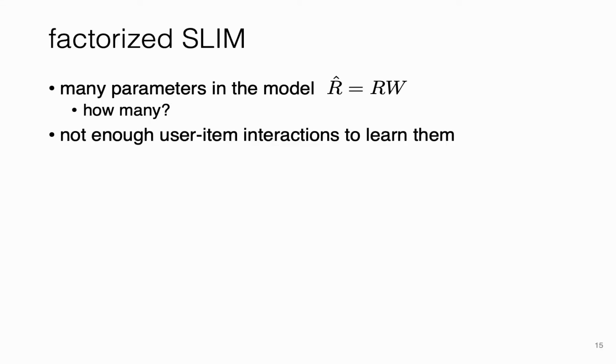So, how many parameters does the SLIM model have? There are n squared parameters in W, where n is the number of items. There are probably not enough ratings to learn that many parameters, even if we enforce the sparseness constraints.